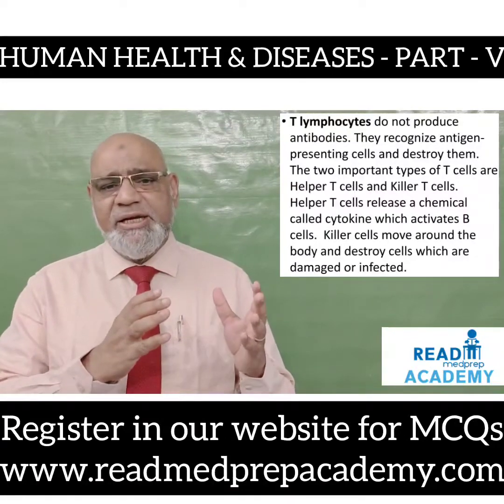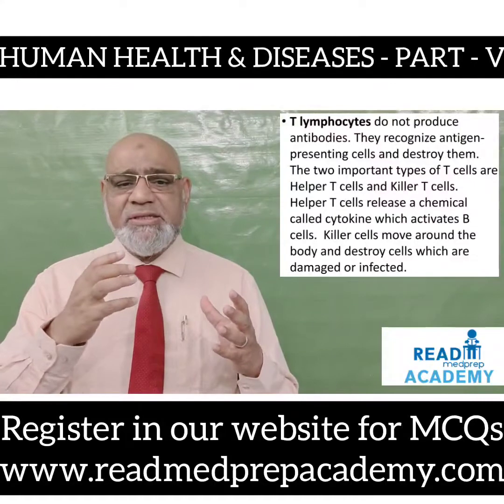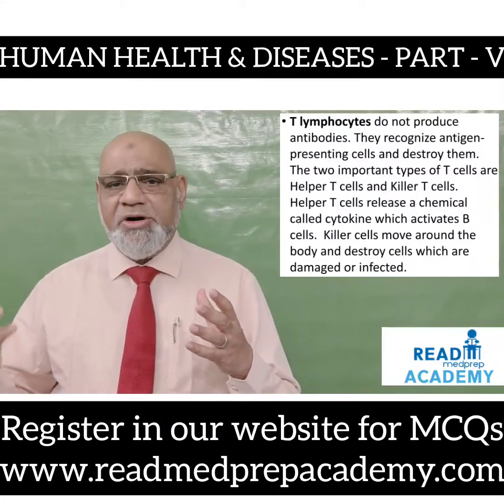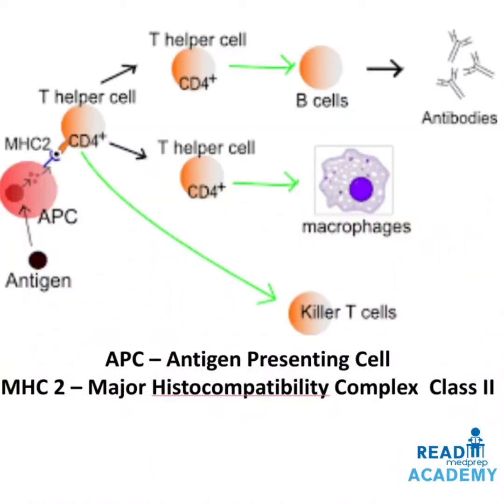Helper T cells release a chemical substance called cytokine, which activates the B cells. The killer T cells move around the body and destroy the cells which are damaged or infected. Here in this image you can see when an antigen enters into the body, it combines with the antigen presenting cell and gets attached to the T lymphocytes, which gets transformed into a T helper cell or CD4 plus cell.